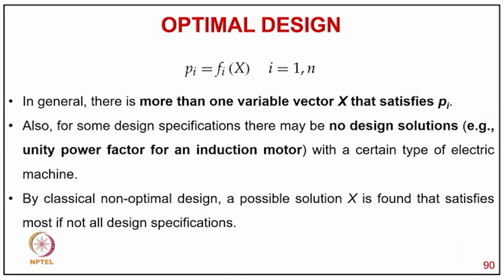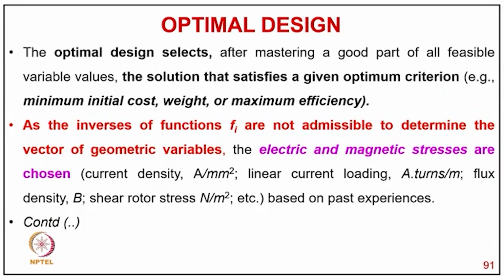By classical non-optimal design, a possible X is found that satisfies the requirements. So typically the design of these machines is a constrained design. They cannot be considered as a simple mathematical relation, so there are a lot of constraints. Optimal design is nothing but selecting, after examining a good part of all feasible variable values, the solution that satisfies a given optimum criterion. Typical examples are minimum initial cost, weight, or maximum efficiency.